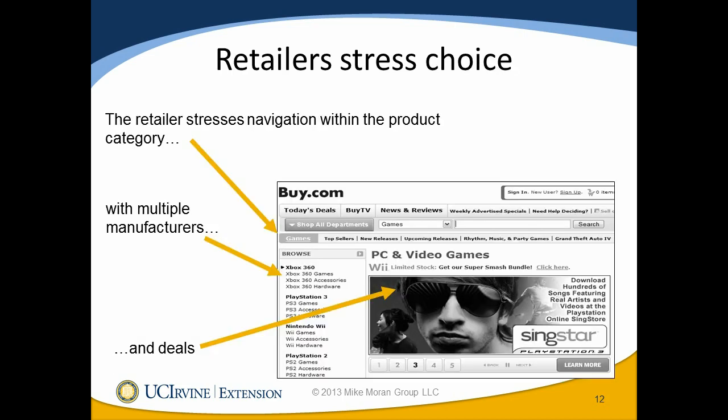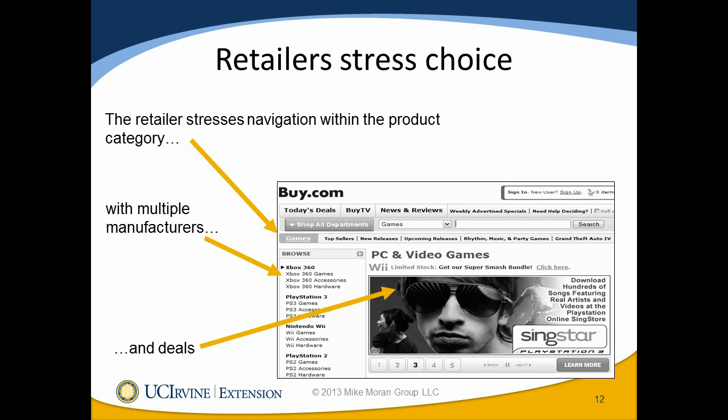But retailers have choice. So if you look at buy.com and you're looking for that same video game machine, you've got multiple manufacturers. You're looking at navigation within product categories across those manufacturers, and the emphasis is on deals. The emphasis is on how you can make your deal now, how this is the lower price, and they have a bundle as well.